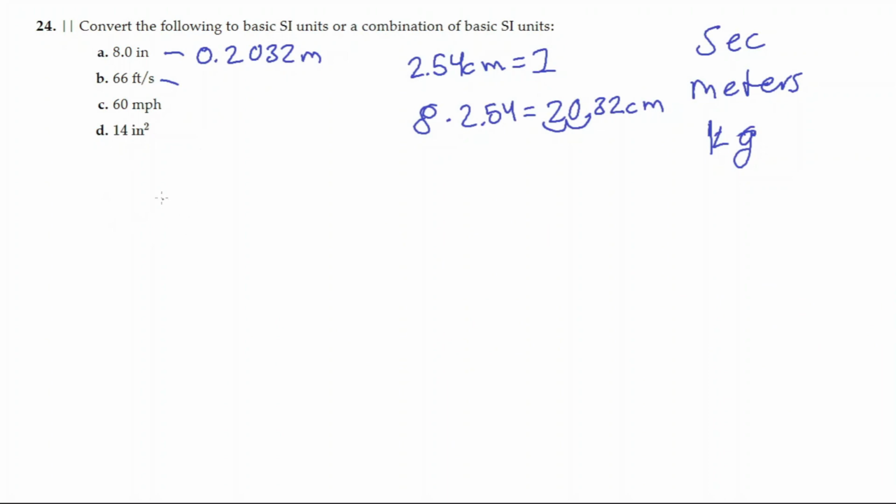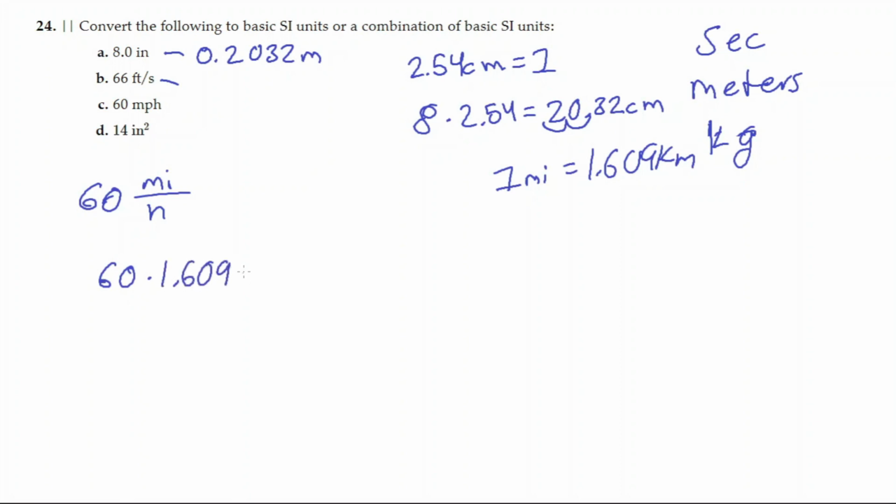So for C, we have 60 miles per hour. So our 2 units are going to be miles, which is our length, and then hours, which is our time. So we need to convert miles into meters, and then time into seconds. In order to convert miles into kilometers first, and then we'll take it to meters, we have to multiply this by, because if you remember, 1 mile is equal to 1.609 kilometers. So we have to multiply 60 times 1.609, and then that gives us kilometers. And now to take it to meters, kilometers to meters is 1,000, because kilo. So we multiply that by 1,000.